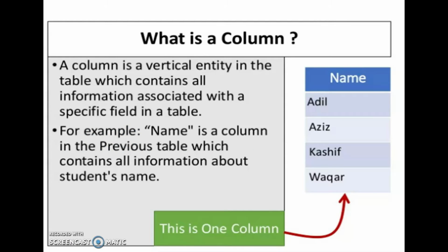Then what's a column? A column is a vertical entity in the table which contains all information associated with a specific field in a table. For example, name is a column in the previous table which contains all information about student's name. Name is a column, vertical alignment, that all names we can see from that column. This is one column.